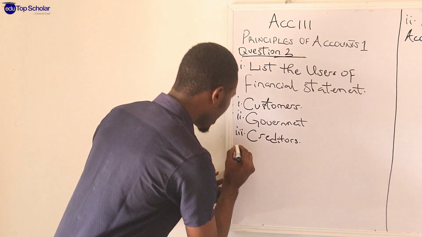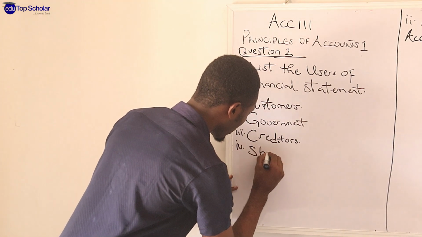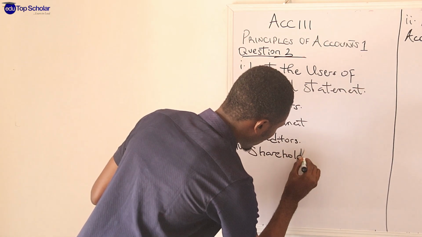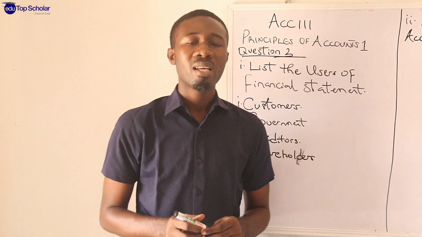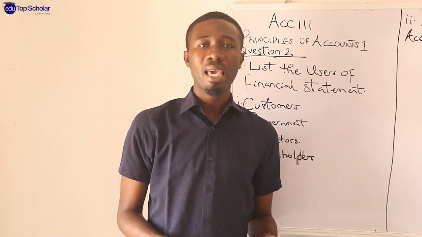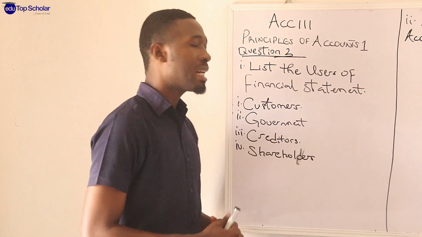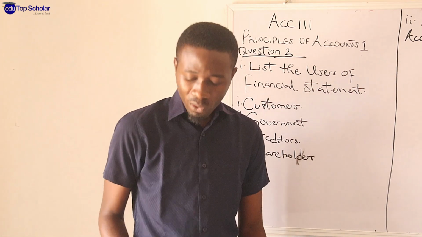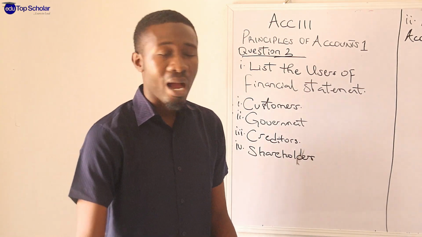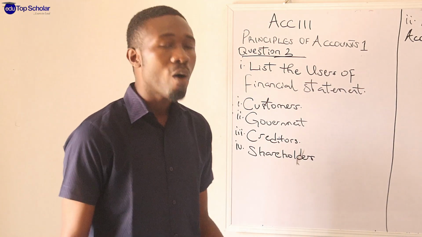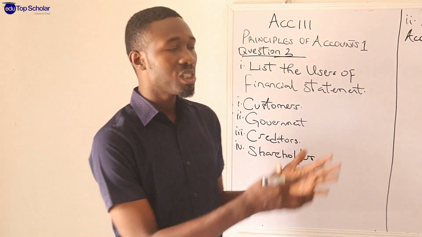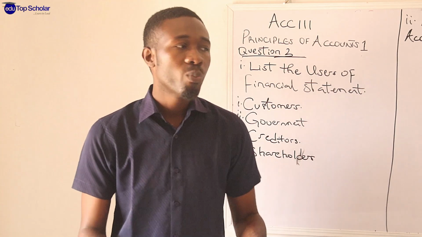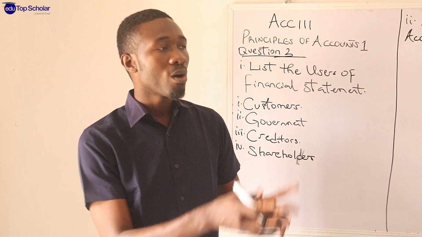So the next one is shareholders. Shareholders, they are major stakeholders in any entity. And why do they need the financial statement of the organization? They need the financial statement in order to see whether this entity has made profit or loss. And if they have made profit, how much will be my dividend? Because I own a share in this company, how much will be my own part of the total profit of this entity?